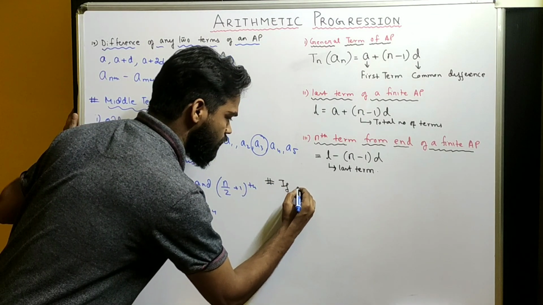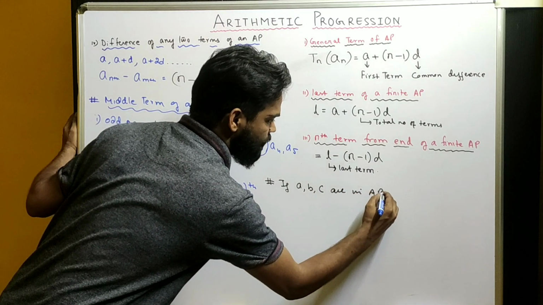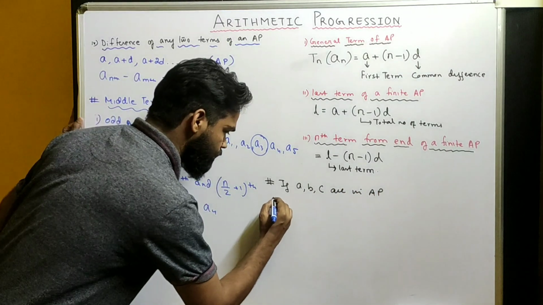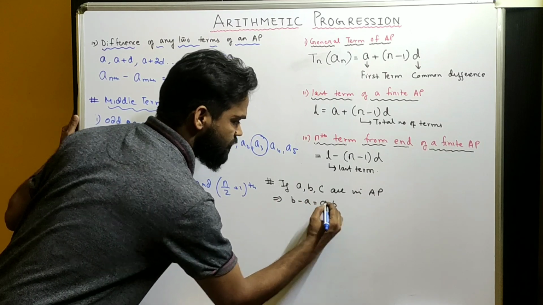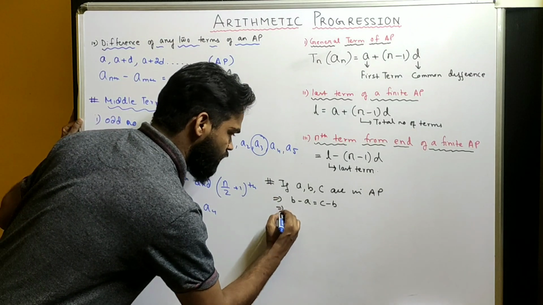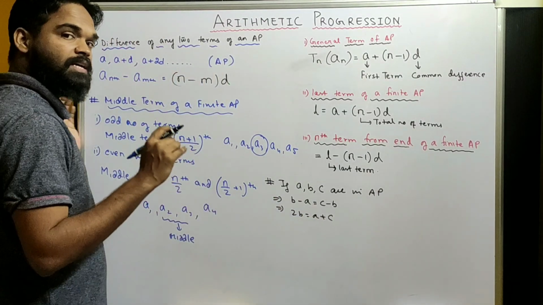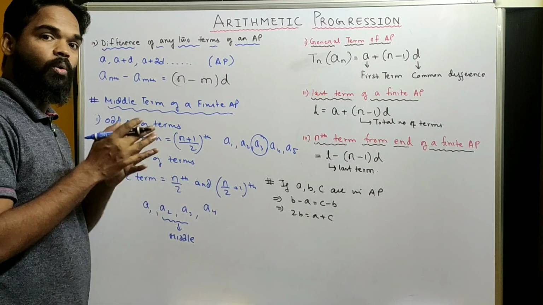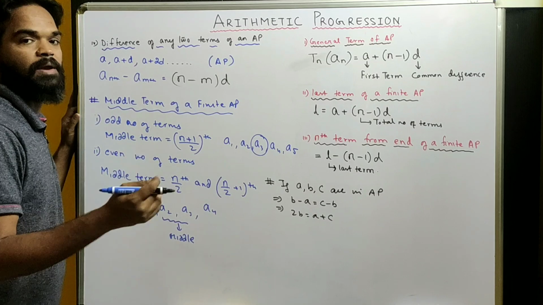Now the last thing before we start the exercise. If a, b, c are in AP, then b minus a is equal to c minus b. Can I write, which means, can I write 2b equals a plus c? So a, b and c are in AP if and only if 2b is equal to a plus c.